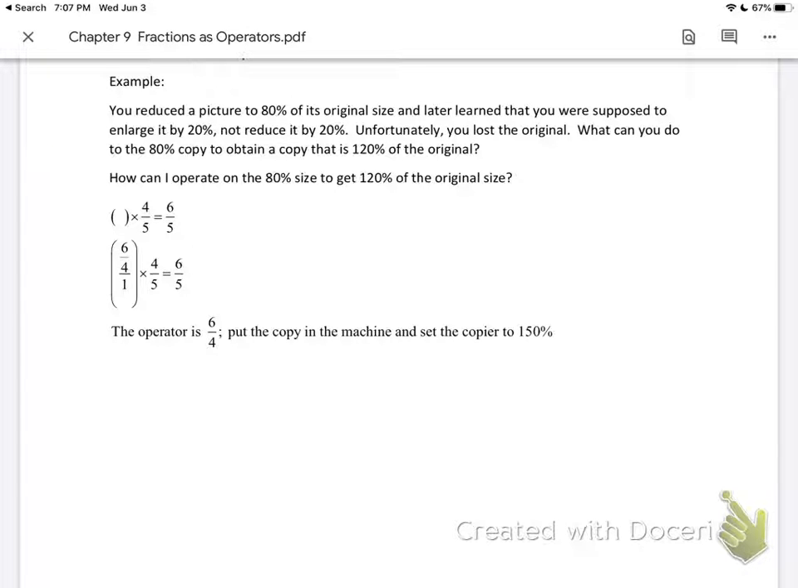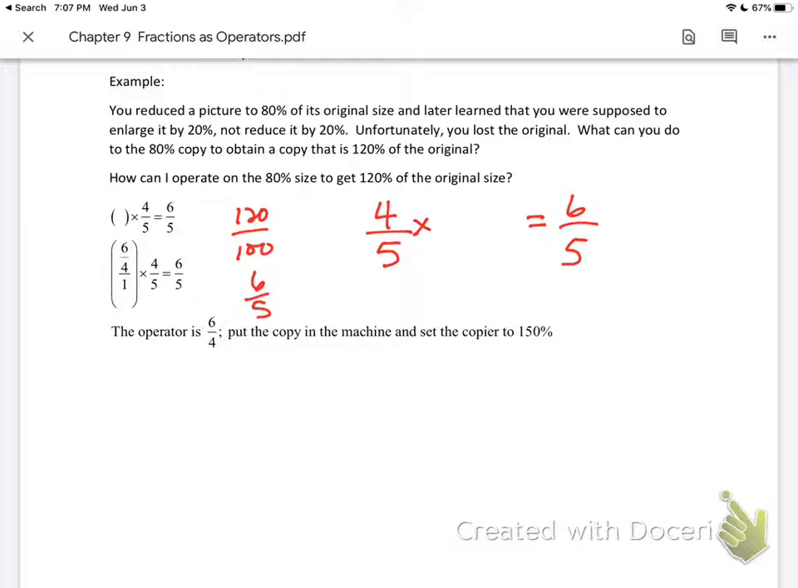Okay, so let's think about this. You have to do something to your 4/5, okay? 4/5 is what the current size is. When you reduce 80 over 100, it reduces to 4/5. Okay, you want to operate on it, do some operation, so that when you're done, the final result is 120 over 100, which reduces to 6 over 5. So the final result has to be 6 over 5.